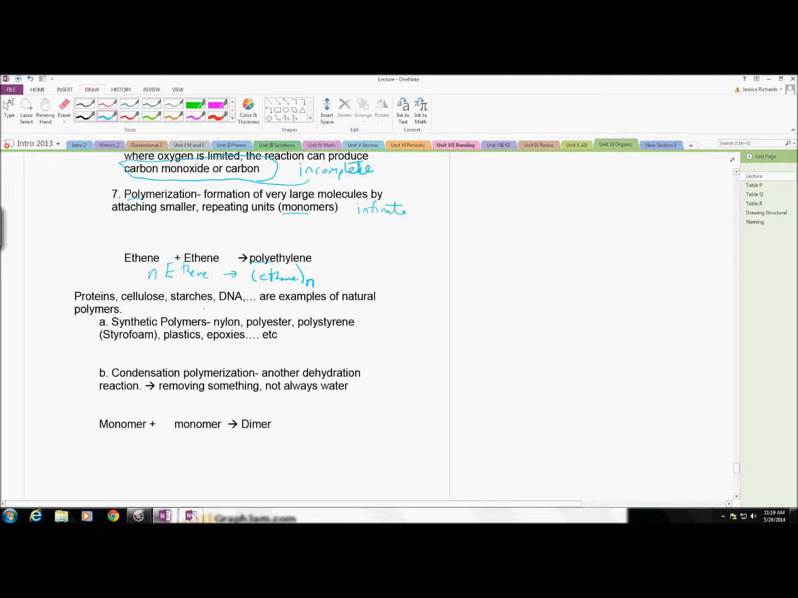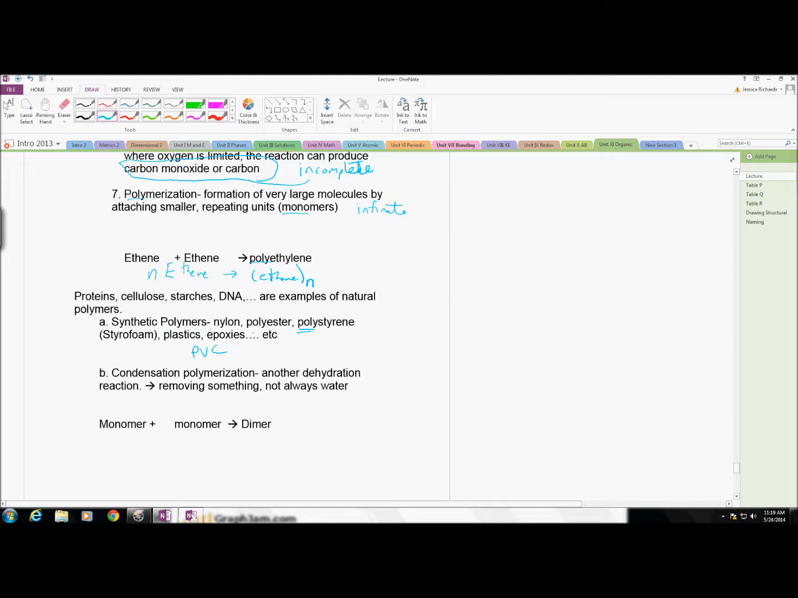There are lots of naturally occurring polymers like proteins. Their monomers are amino acids. Cellulose, their monomers are starches. Starches, their monomers are sugars, etc., etc. We also make tons of synthetic polymers, all of our nylons and plastics, anything that you see poly in front of, PVC pipe, all of these things are going to be polymers.